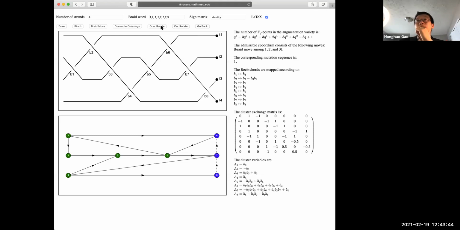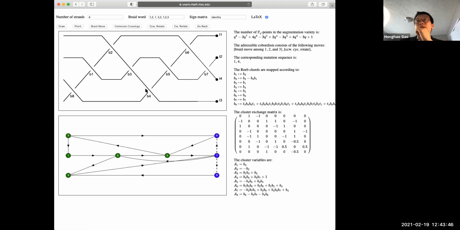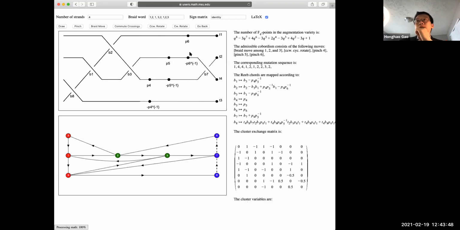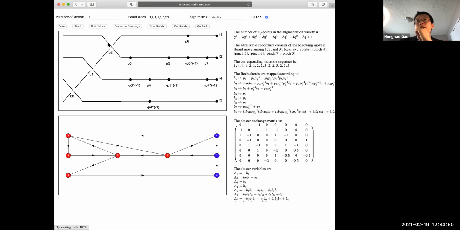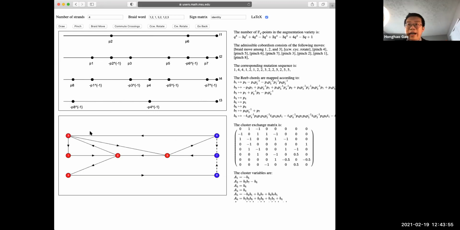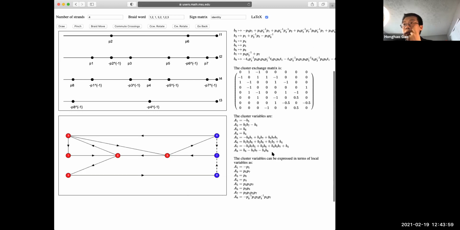So you can rotate, and then you can pinch, pinch, and keep pinching. So you can see at the end you get some complicated quiver, and you get a set of cluster variables written down here. Each one of them is a polynomial of Reeb chords.